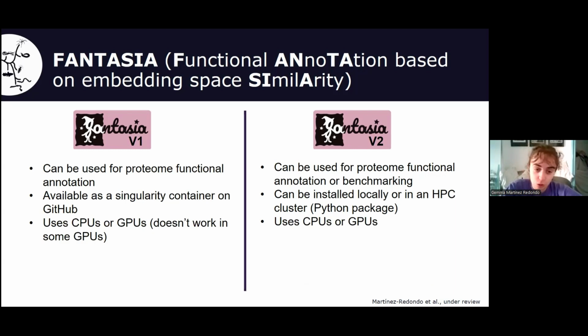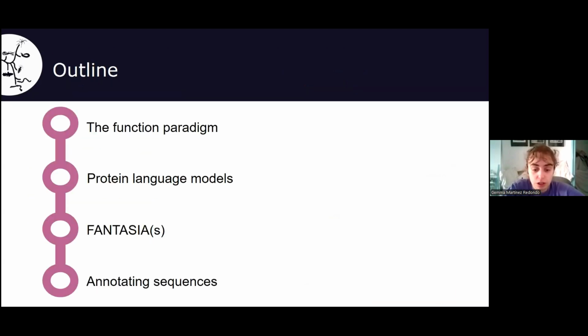It's recommended to use GPUs because it goes faster. But version 1 of FANTASIA doesn't work on some GPUs. There are some dependency problems. That's the main reason why we decided to go to FANTASIA version 2. And version 2, as I briefly mentioned, has more flexibility in the choice of parameters, with many more options. So I have explained the tool itself, but how does it work?